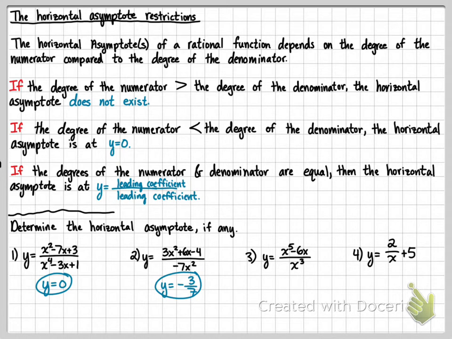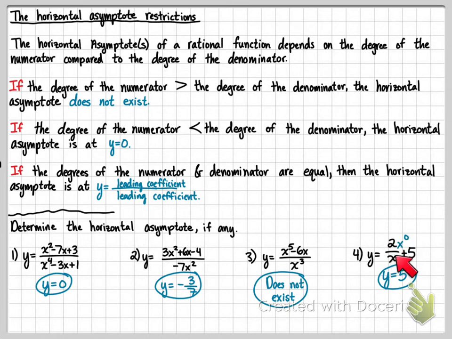For number 3, the degree of the numerator is greater than the degree of the denominator, which means the horizontal asymptote does not exist. Now look at number 4. Number 4, there's an x to the 0 power on the top, right? Anything to the 0 power is 1. So the degree of the numerator here is smaller than the degree of the denominator, right?